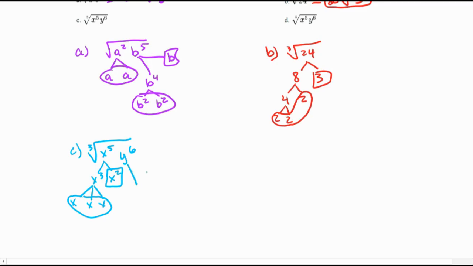Whereas y to the power of 6 breaks up into 3 evenly. So I got y squared, and y squared. So for C, I'm going to be pulling out x, y squared, and what's left in is that x squared originally.